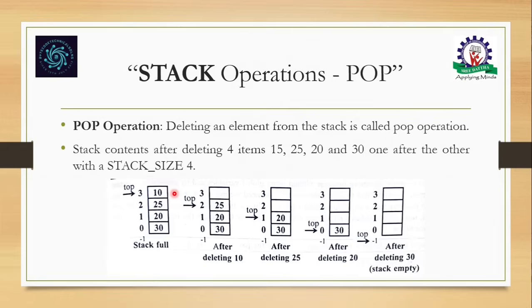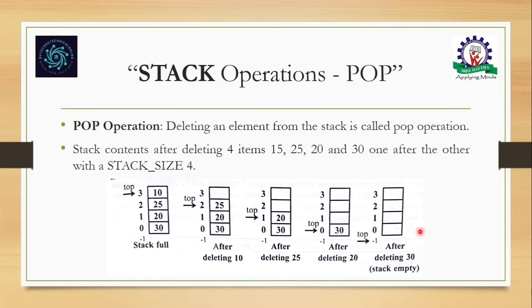So 10 will be deleted. Whenever we are deleting, we first mark the element that is to be deleted, then we do the process of deletion. So 10 is to be deleted, where the top is marking. Next, after 10 is deleted, top will be marking at the next highest element, that is 25. So the next element deleted will be 25. After 25 is removed from the stack body, the next highest element will be 20, so top will be marking at that position. Once 20 is also deleted, the next topmost element in the stack body will be 30, so 30 will be deleted next.